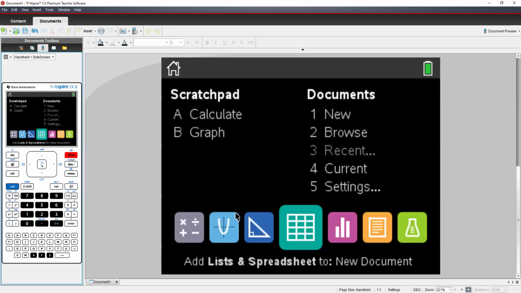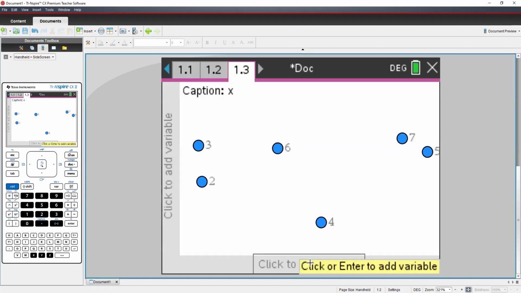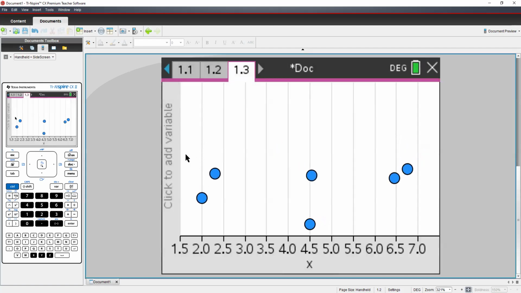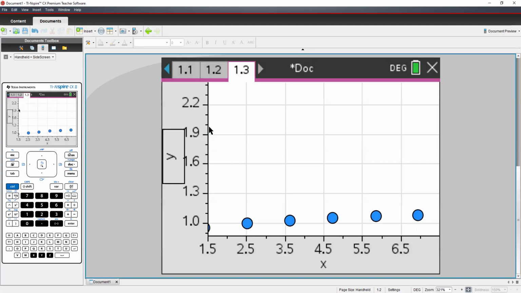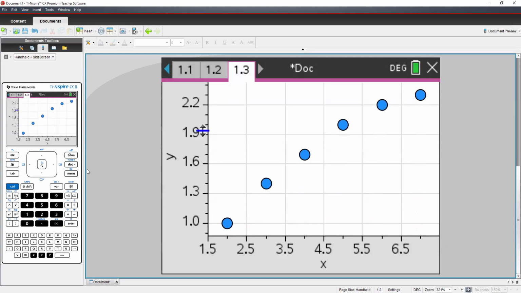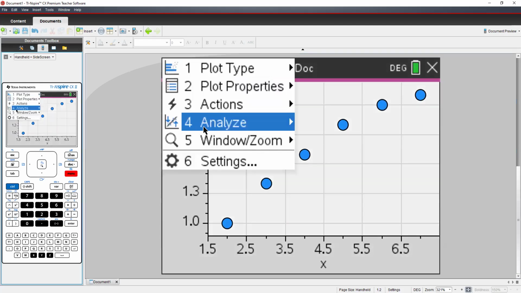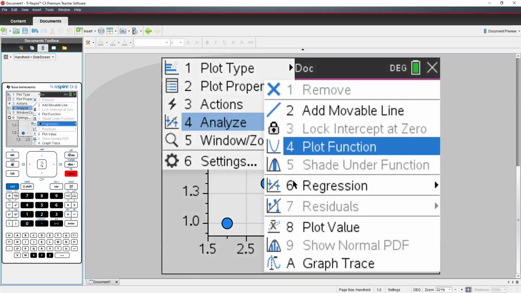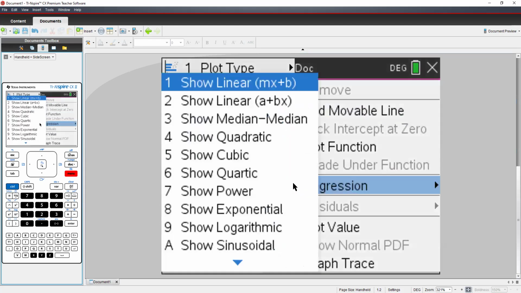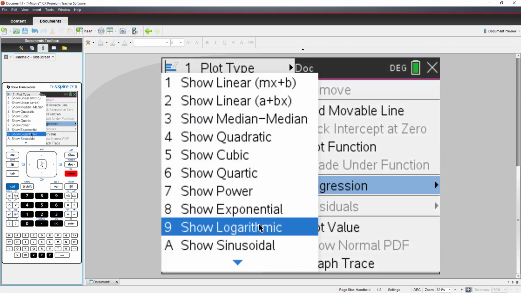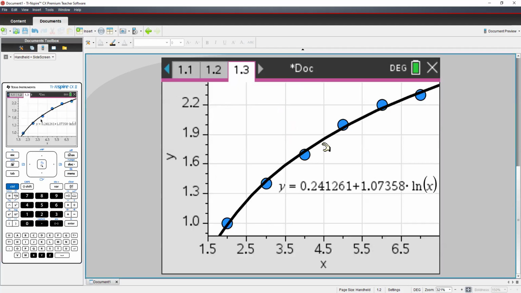And we go home, go to data and spreadsheets, change this to your x-axis, change this to your y-axis, and then we just go to menu. We want to analyze. We want to go to regression, and now we're talking about logarithms, so we want to go to a logarithmic. It gives you an equation, and then there's your answer.